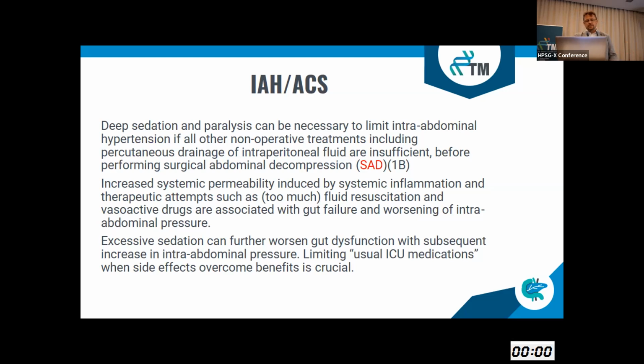increased systemic permeability induced by systemic inflammation and therapeutic attempts such as too much fluid resuscitation and vasodilative drugs are associated with gut failure and worsening of intra-abdominal pressures. And we also sometimes give excessive sedation. And in this case, you have to limit the usual ICU medications like opiates when these side effects overcome benefits.